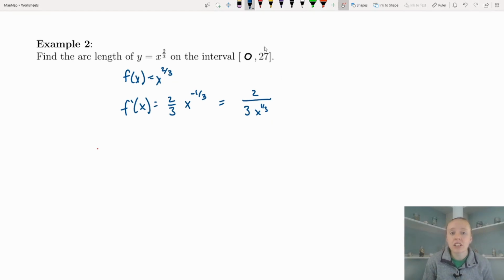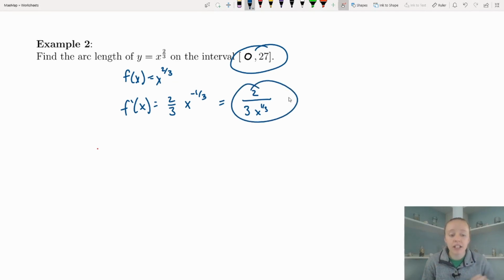So we need to ask ourselves, can we indeed plug in all of those points within our interval? What would make this undefined? Well, if x was 0, the derivative would be undefined. And do we have 0? Yes, we do. So we cannot find the arc length with respect to x. But that doesn't mean we can't find the arc length at all. Let's try it with respect to y.